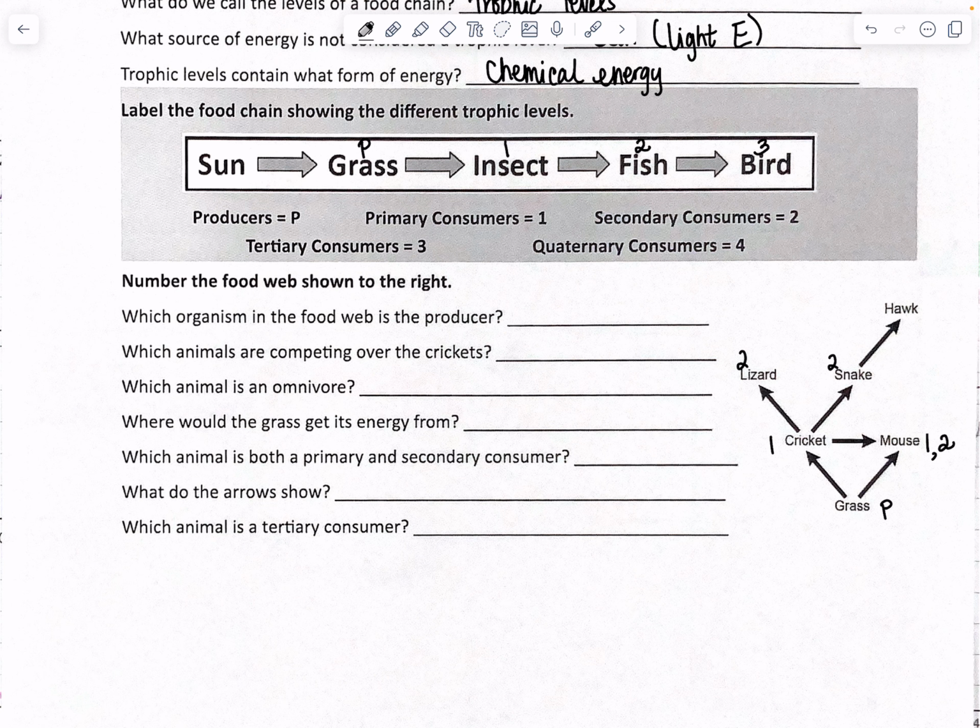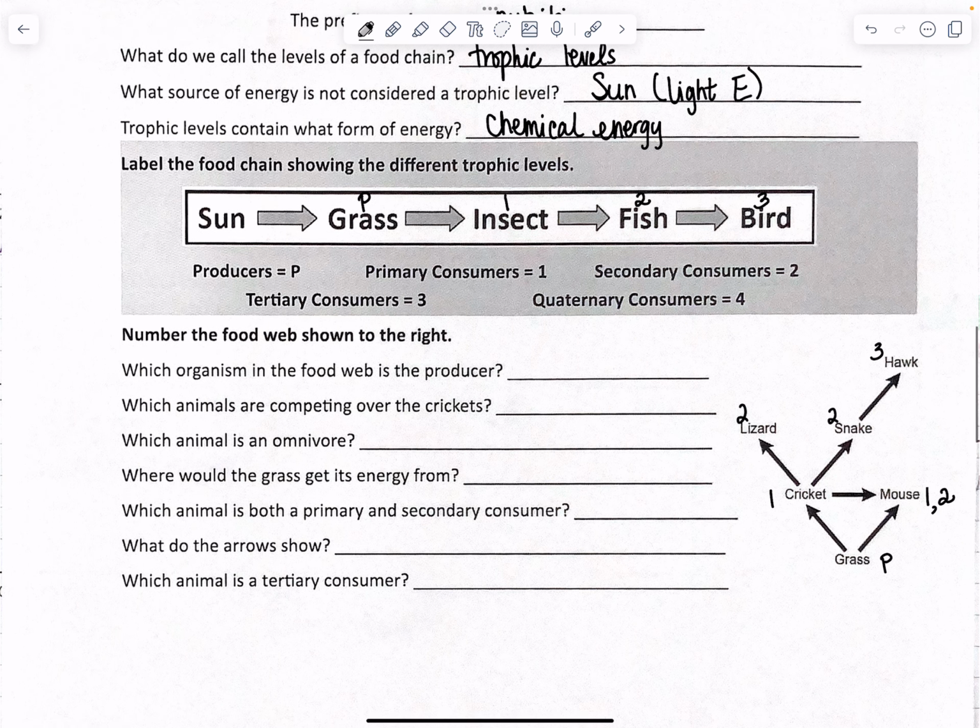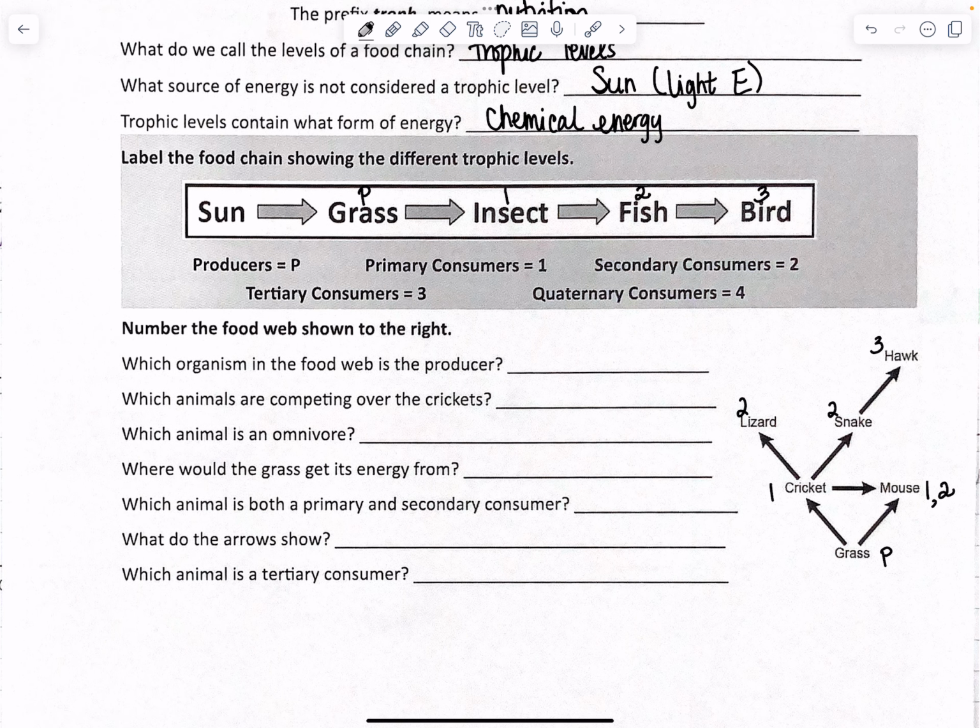My snake is eaten by a hawk. The hawk is a tertiary consumer. And just to make it a little bit more interesting, let's add in an eagle.